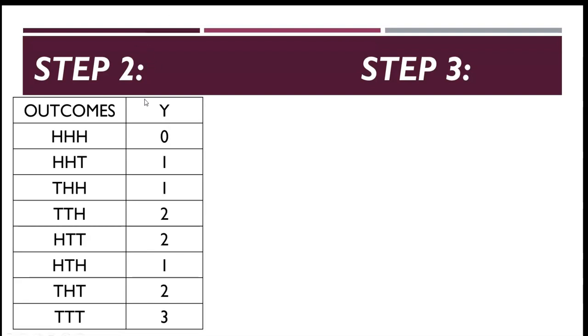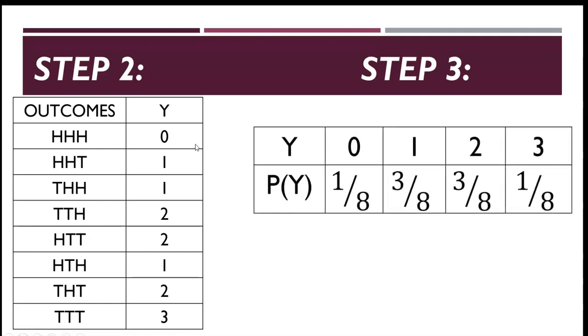Now, the random variable y represents the number of tails. So we count the number of tails in each outcome. For the first outcome, there are no tails, so we assign the number 0. For the second outcome, there's 1 tail, so we assign the number 1. For the third outcome, there's 1 tail, so we assign the number 1. And for the fourth, fifth, sixth, seventh, and eighth outcomes, we do the same. So we know that the possible values of the random variable y are 0, 1, 2, and 3 based on column 2.